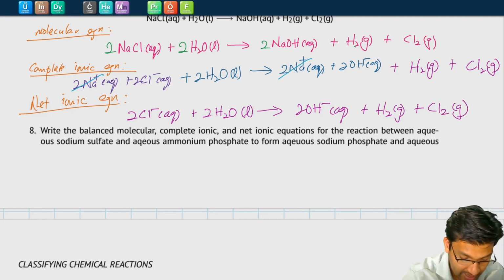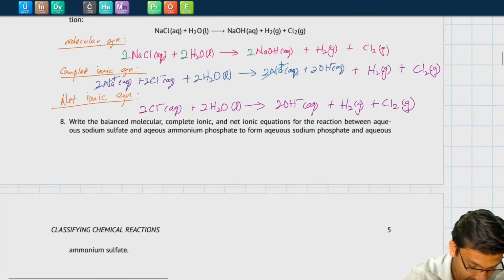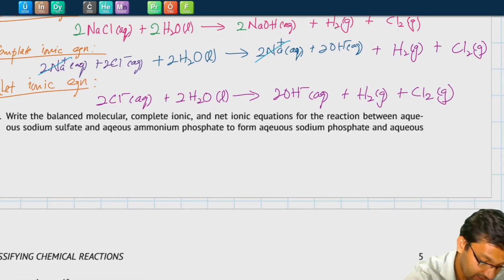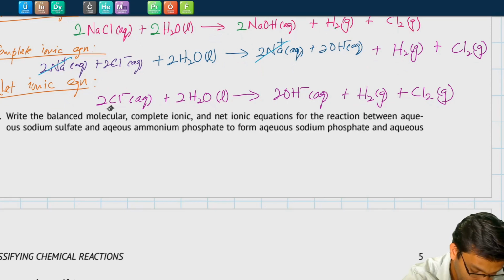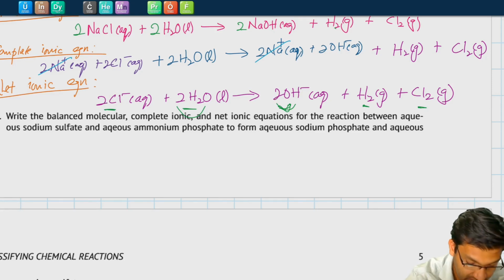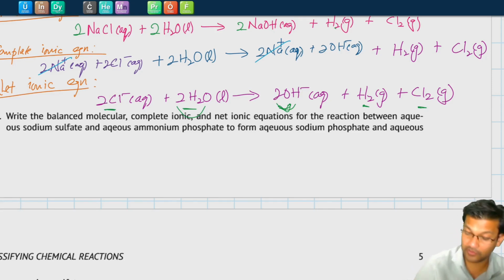Now, if we haven't skipped any step, the net ionic should also be balanced in both atoms and charges, but because I like to verify, let's do so. 2 chlorine atoms, 4 hydrogen atoms, 2 hydrogen plus 2 hydrogens, 4 hydrogen, and then 2 oxygen on the left and 2 oxygen on the right. So the atoms are balanced. What about the charge? We have 2 times a 1- charge on the left and 2 times a 1- charge on the right, so the charges are also balanced.